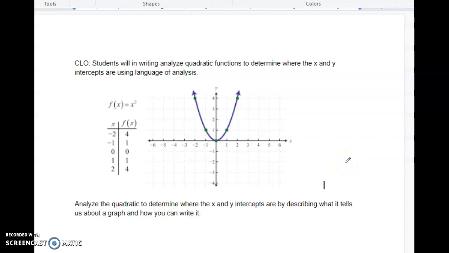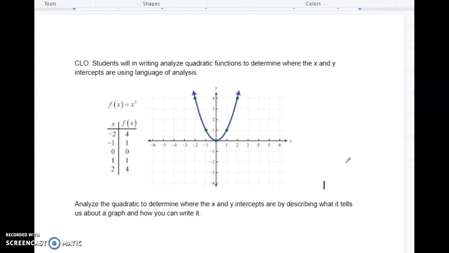Alright, so now we're going to talk about x and y intercepts. So the CLO says that students will, in writing, analyze quadratic functions, determine where the x and y intercepts are using language of analysis. So when we're talking about x and y intercepts, we physically want to see the point, okay? So this isn't a range of numbers.